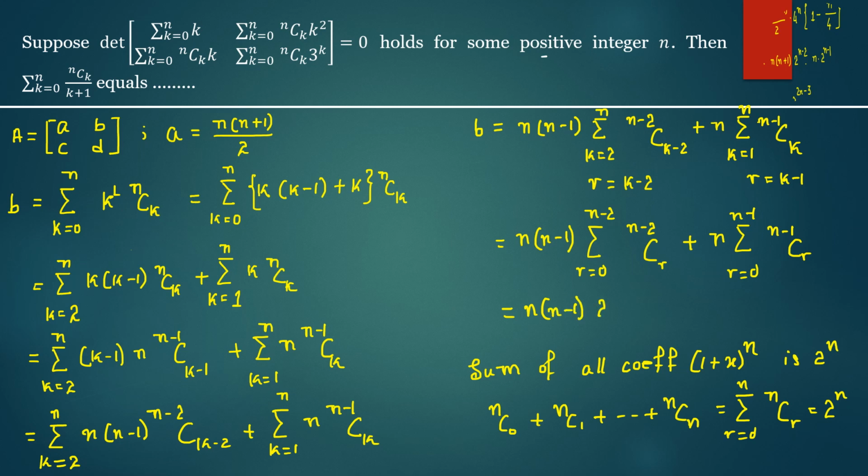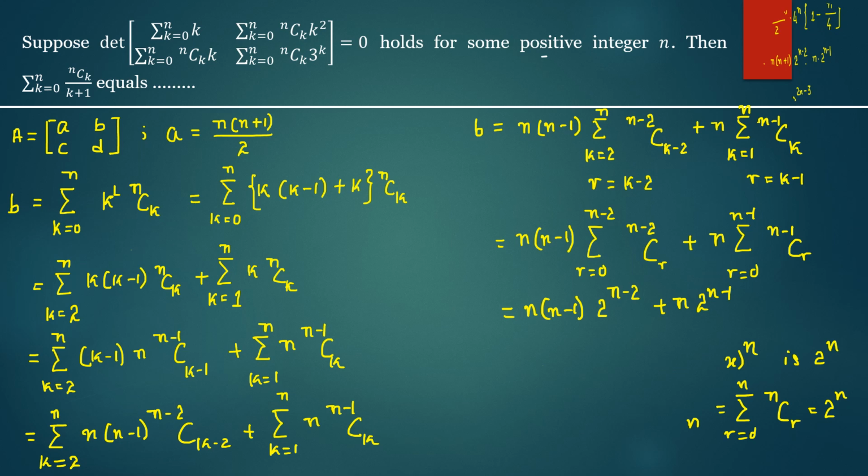So this is 2 to the power n minus 2. And for the second case, it is obviously n into 2 to the power n minus 1. And that's it. So see that therefore we can easily obtain, using those general formulas, what is the value of B.